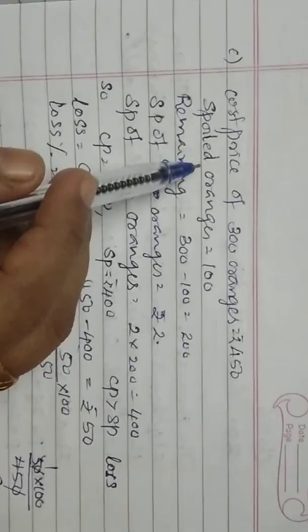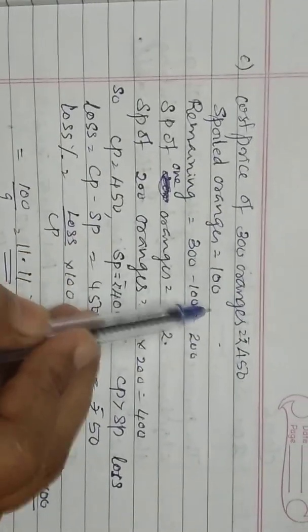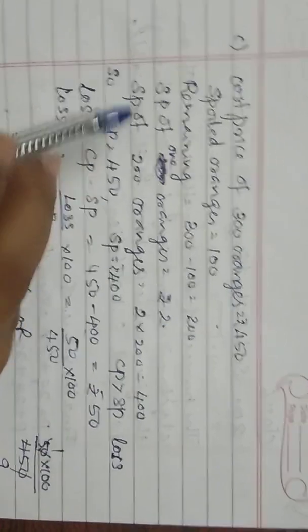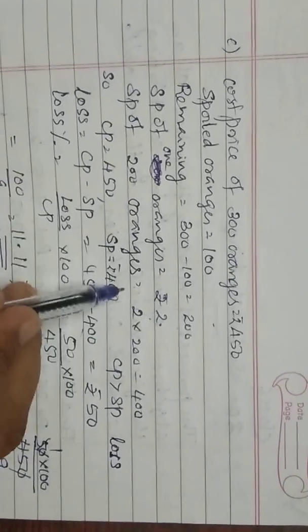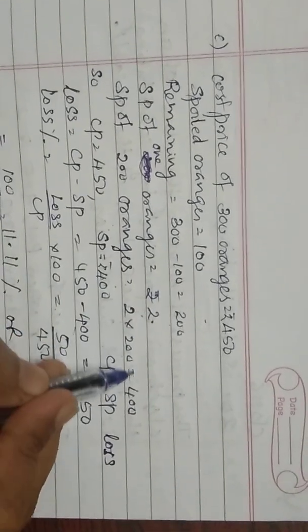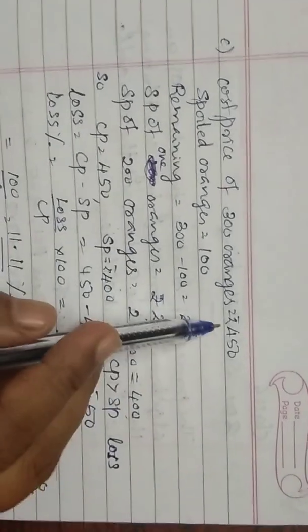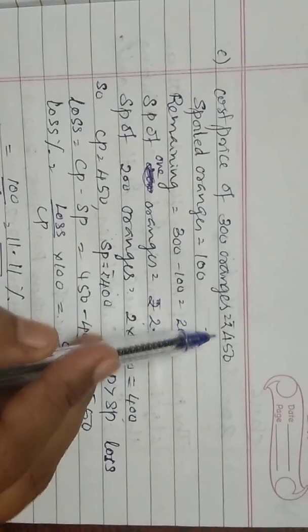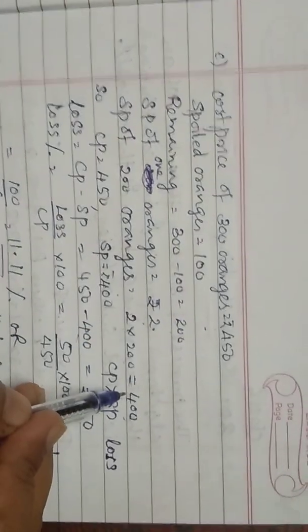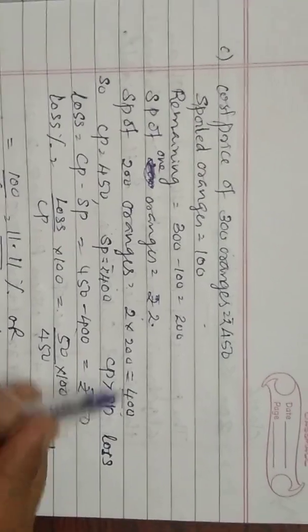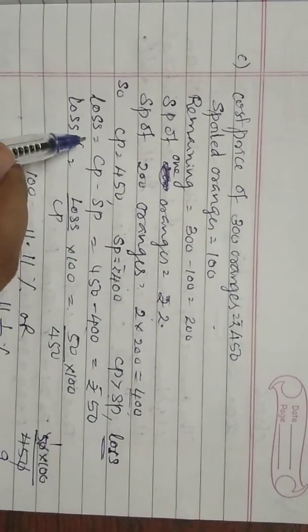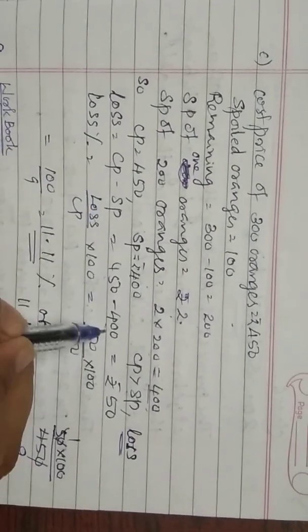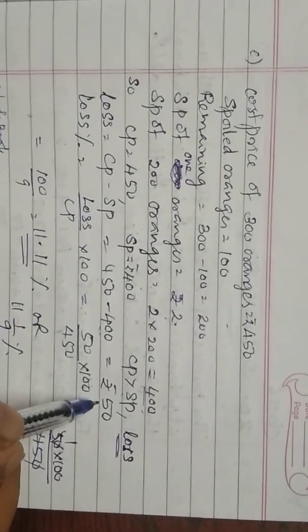You have to calculate. Cost of 300 oranges equals 450. Spoiled oranges are 100. The remaining are 200. Okay. Now the selling price of 1 orange is 2 rupees. That is, the selling price of 200 oranges equals 2 into 200, which is equal to 400. That means CP, the cost price of the oranges, is 450. After selling, the amount she got is 400. So CP is greater than SP. That means she has a loss. So loss equals CP minus SP. 450 minus 400 equals 50 rupees is her loss.